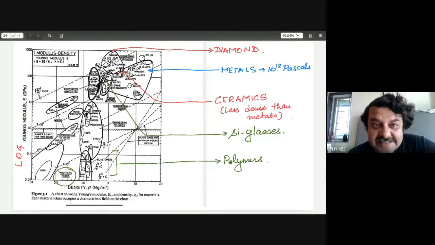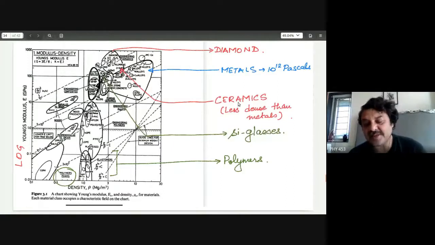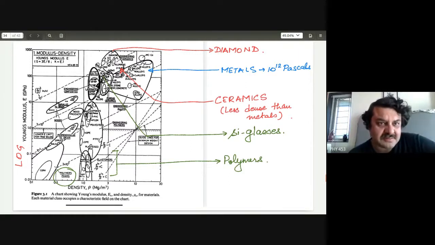Comparatively lower in density but similar in Young's modulus are the so-called ceramics. What are ceramics? They are often oxides, right? Just read up the class of material called ceramics. They are less dense but equally tough and hard, and so on and so forth, with high Young's modulus. Even lower in density are the silicate glasses like sand. They are glassy materials, but they have relatively low density, similar to that of diamond. But they are also like 10 times lower Young's modulus.